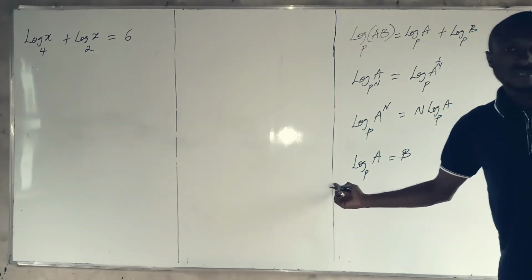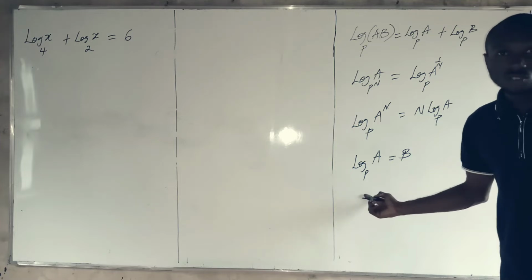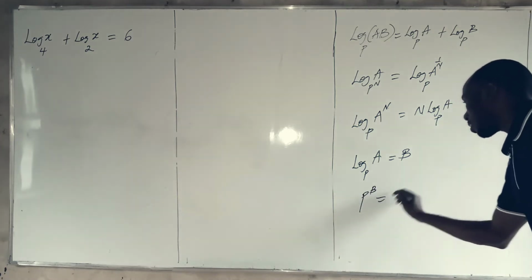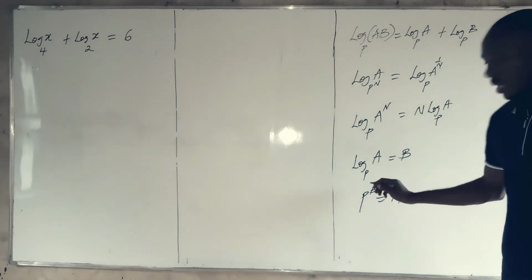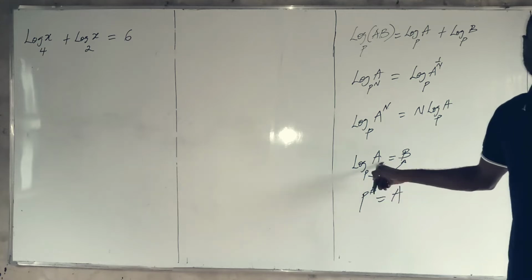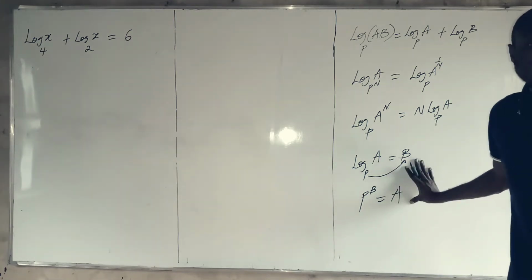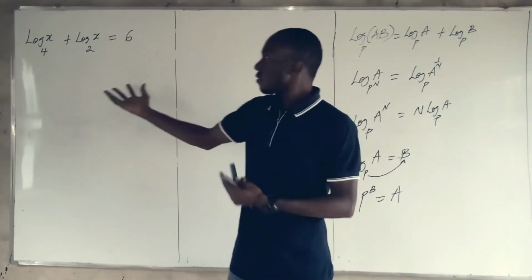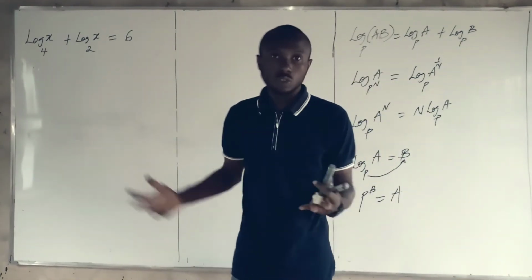If I want to transform it to an initial equation, it will become P to the power B is equal to A. As if to say the P will take B as its power and equate to the input of the logarithm. In fact, this is how we define logarithm. So with these laws, let us go over to the questions we have for you today.